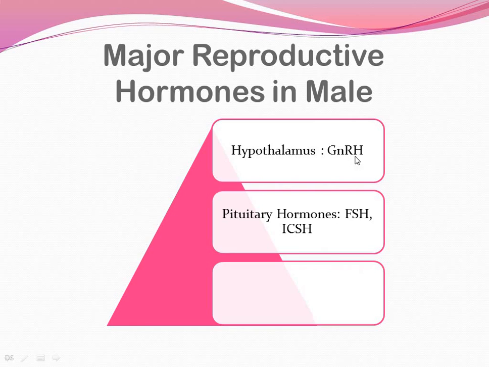So here the hypothalamic hormone is a releasing hormone, right? Releasing means it stimulates the release of gonadotrophins, and those gonadotrophins are FSH and ICSH. The full form of FSH is follicle stimulating hormone, and ICSH is interstitial cell stimulating hormone. In females it is also referred to as luteinizing hormone. In males it is referred to as interstitial cell stimulating hormone.